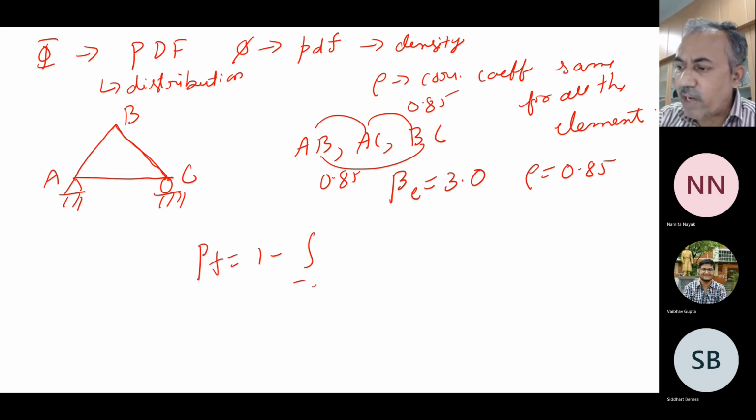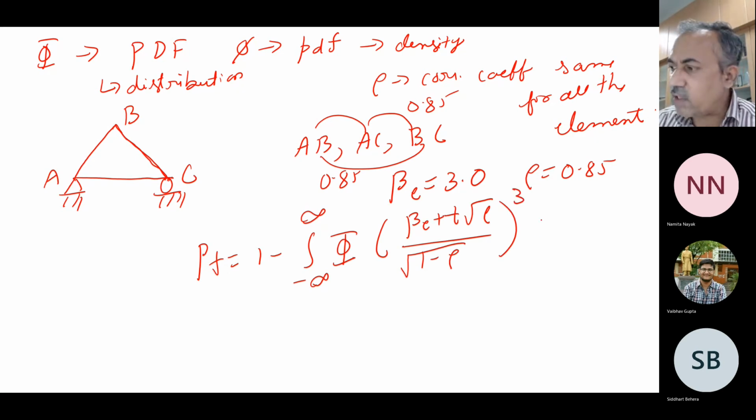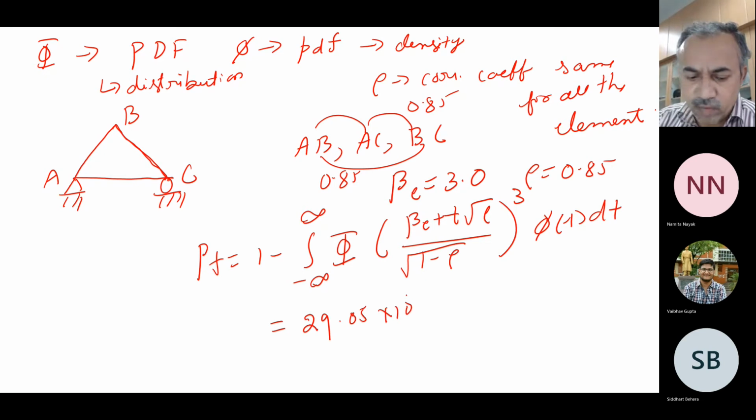So 1 minus the integral from minus infinity to infinity, you can substitute phi of (beta plus t root rho) over root of 1 minus rho, raised to the power 3, the number of elements, times phi of t dt. You can solve it, and this problem turns out to be some 29.05 into 10 to the power of minus 4. This is the probability of failure of the system.